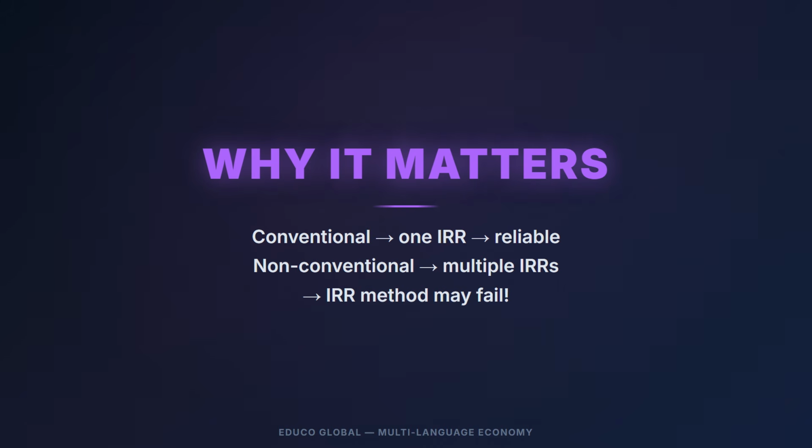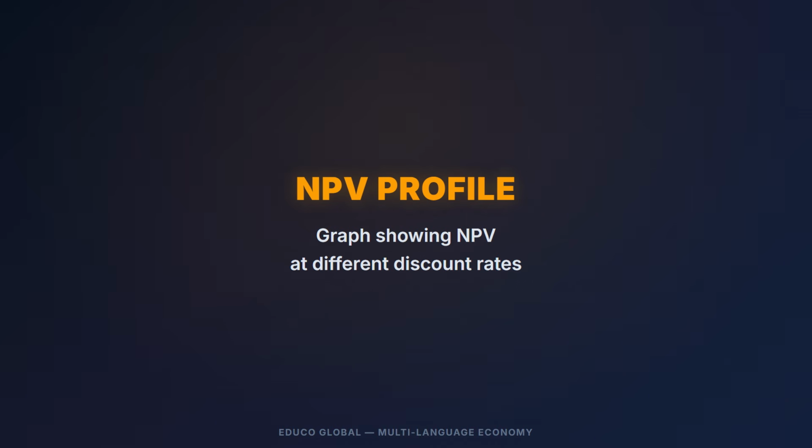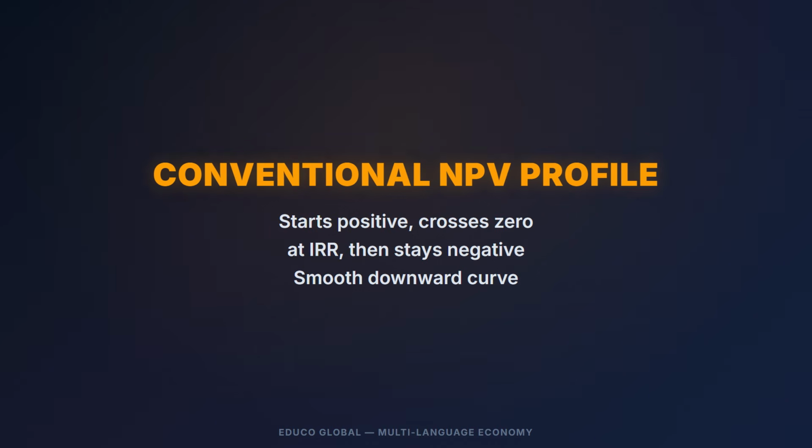An NPV profile is a graph that shows how a project's net present value changes as the discount rate increases. It's a powerful visual tool for understanding project value. For a conventional project, the NPV profile starts positive at low discount rates, crosses zero exactly at the IRR, and then becomes negative. It's a smooth, predictable curve.